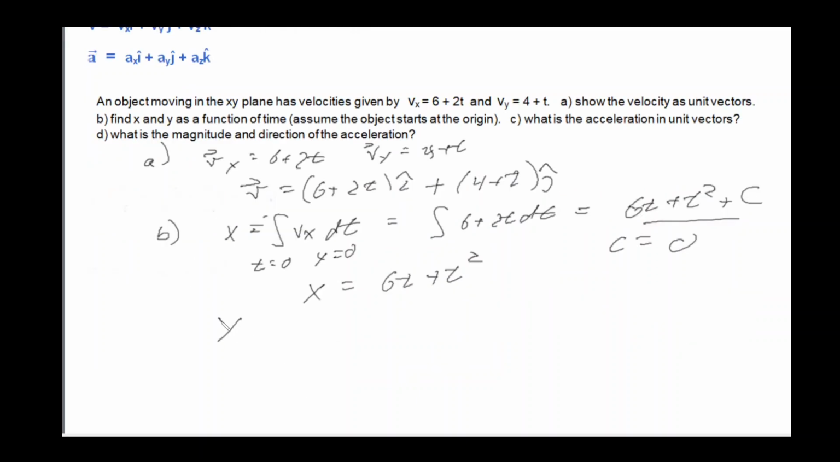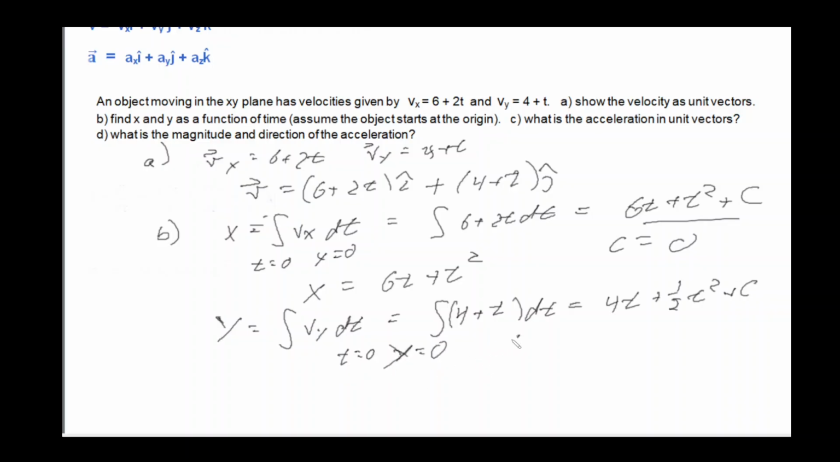Likewise, y is equal to the integral of vy dt, which is equal to the integral of 4 plus t dt, which is equal to 4t plus 1/2 t squared plus c. Again, at t equals 0, y equals 0, we find that c equals 0, and y becomes 4t plus 1/2 t squared.